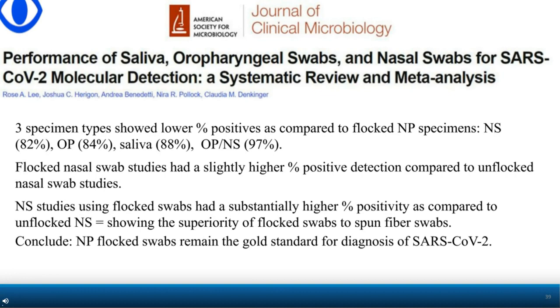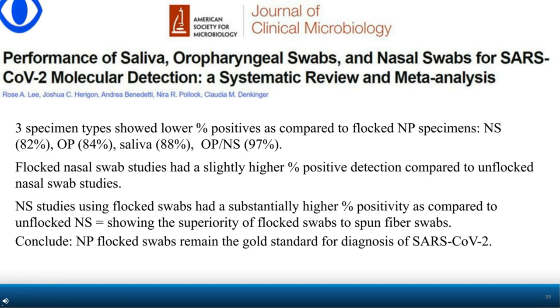Of note, nasal swabs in these studies that specified that they used a flocked nasal swab had a substantially higher positivity rate than studies where an unflocked nasal swab was used. And this again shows the superiority of the nylon flock swab to absorb and release specimen as compared to wrapped fiber swabs. So these authors concluded that nasopharyngeal specimens remain the gold standard for the diagnosis of SARS-CoV-2.